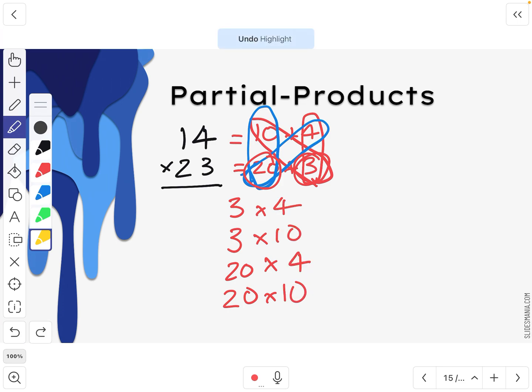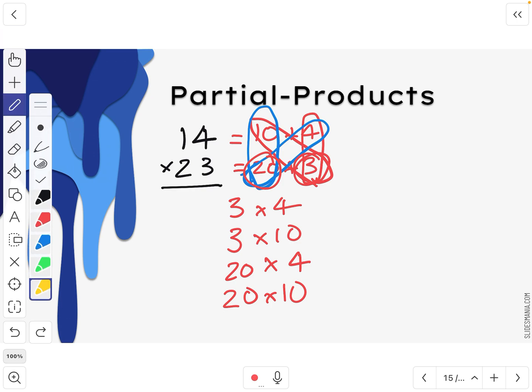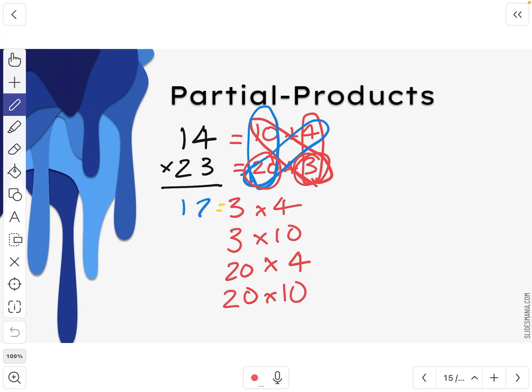And then we're going to get the answers to those, and that's how we're going to come up with our final product. So this is equal to, that's a bad color, 3 times 4 is equal to 12. Remember to line up your columns. 3 times 10 is equal to 30. 20 times 4 is equal to 80. And 20 times 10, remember it's just 2 times 1, which is 2, with 2 zeros after it, is 200.